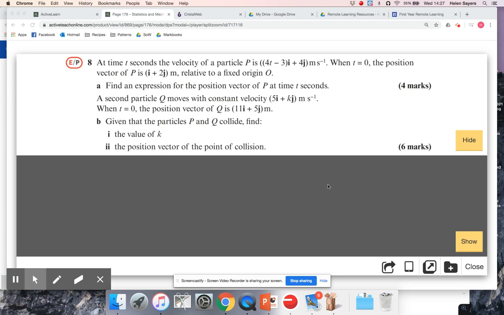Okay, we're looking at the second year stats and mechanics textbook, and we're at exercise 8E, which is on integrating vectors. We're on question 8, so the last question of this exercise. So I am given the velocity in terms of t. I'm given the start position, and I'm asked to find an expression for the position in terms of t.